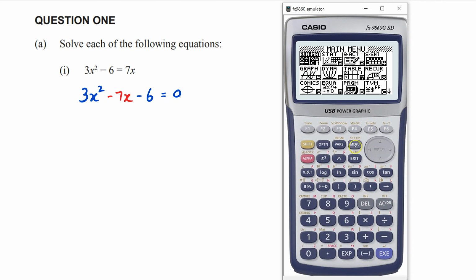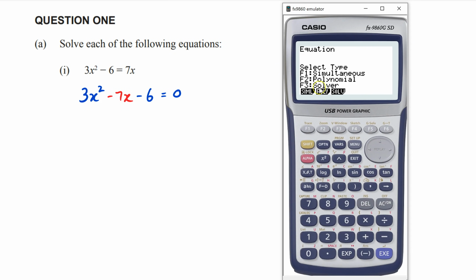So what I'm going to do is go into menu, go into equation, and in there I want to be selecting polynomial, which is F2. Degree is 2, and at this point what I need to do is look at my a value, which is the value in front of x squared. In this case it's 3, and I've got negative 7, which is in front of x, and I've got negative 6, the number by itself.